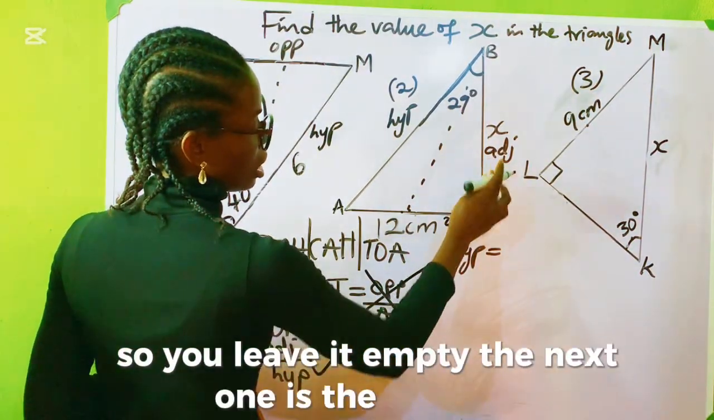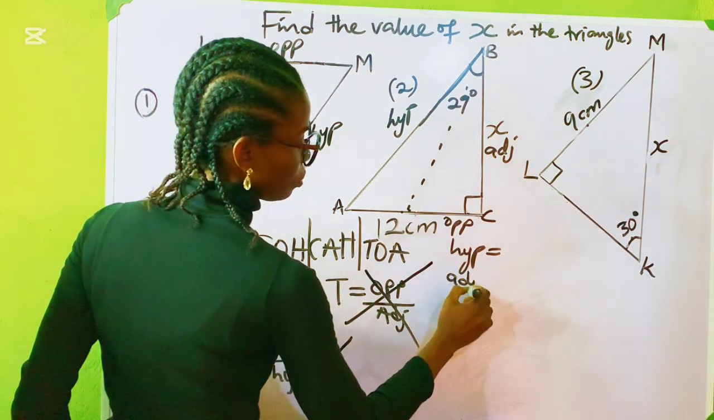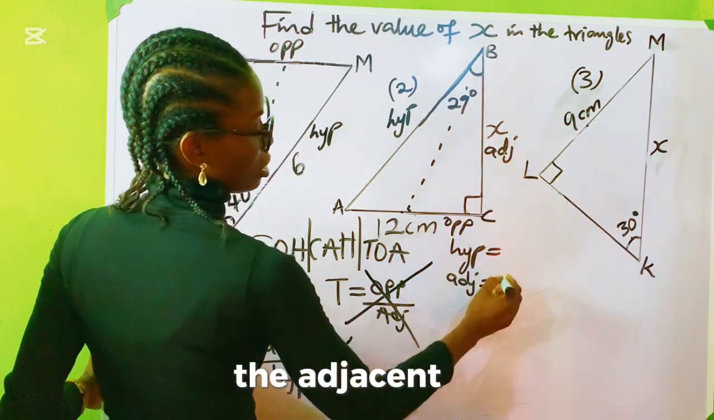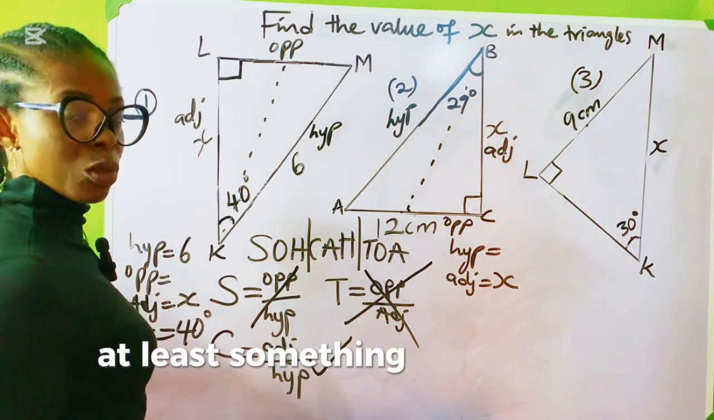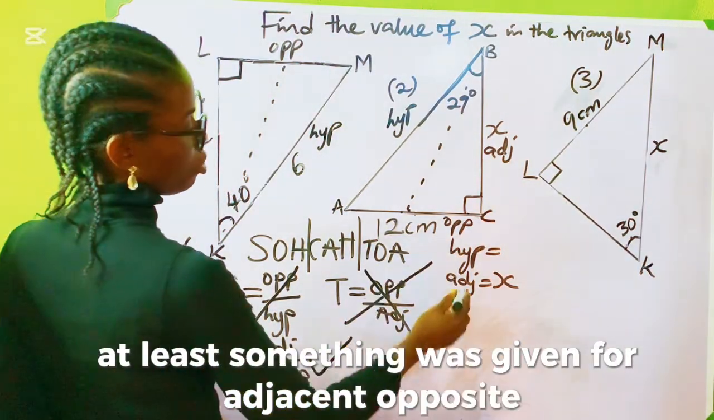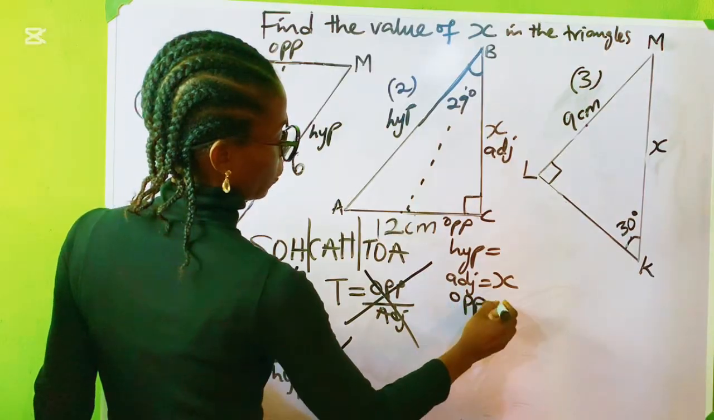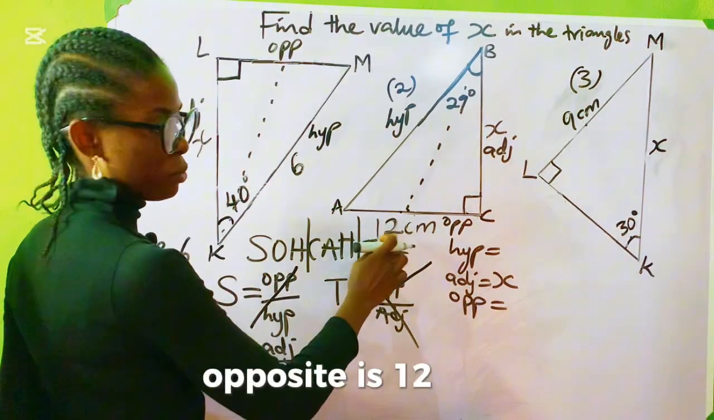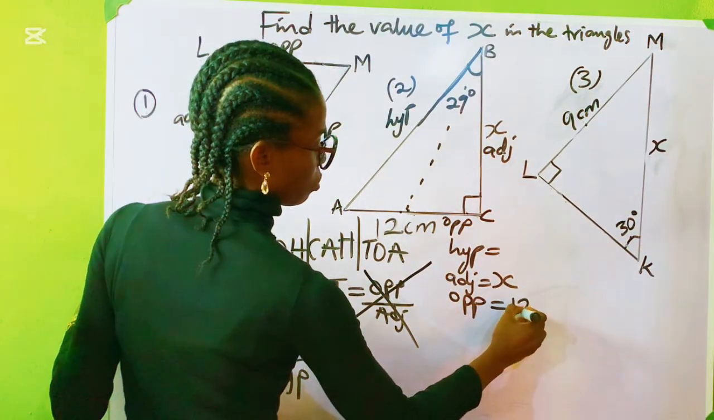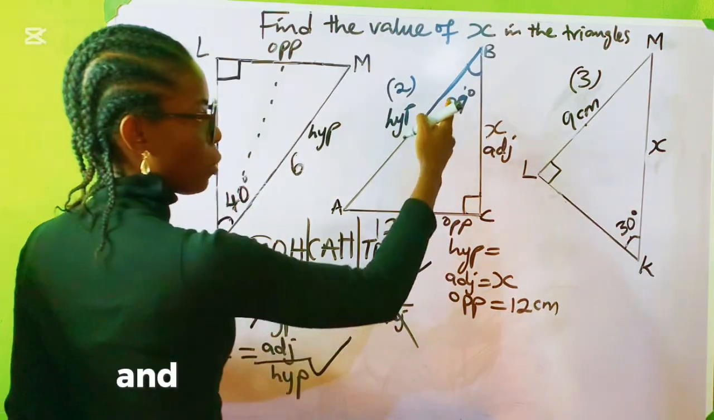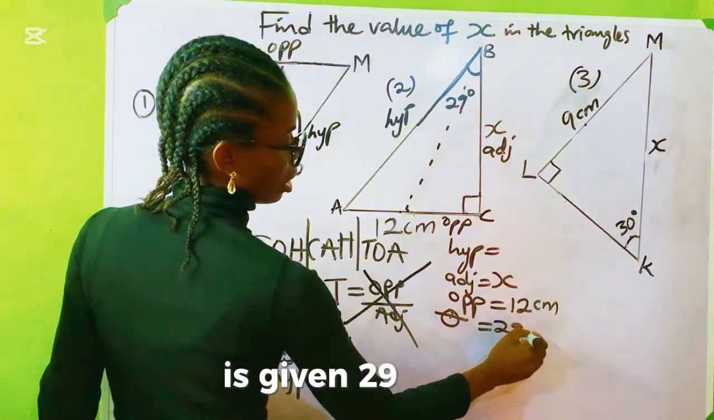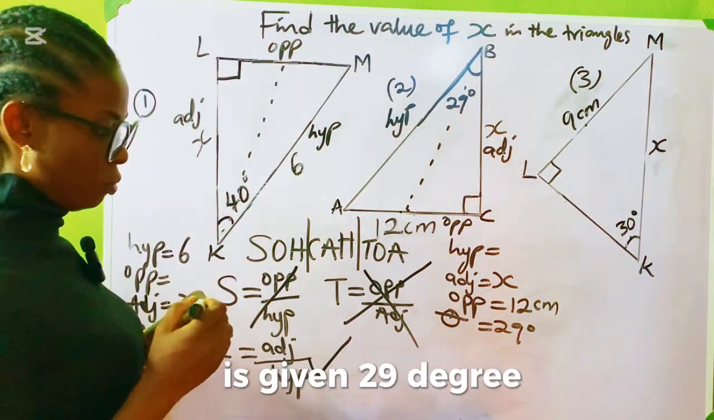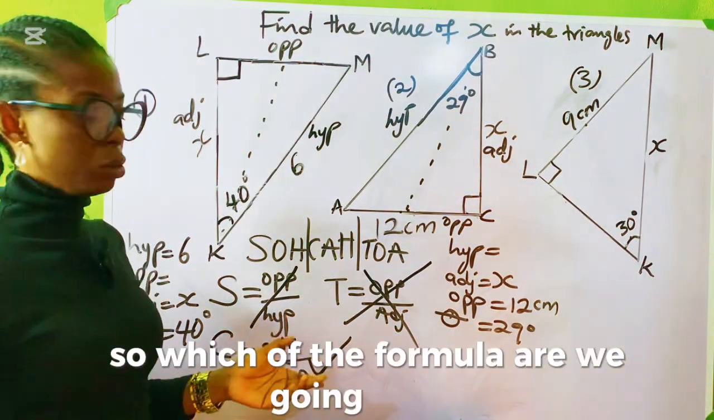The next one is the adjacent. The adjacent is x. At least something was given for adjacent. Opposite is 12 cm. And our angle, which is the theta, is given as 29 degrees. So which of the formula are we going to use?